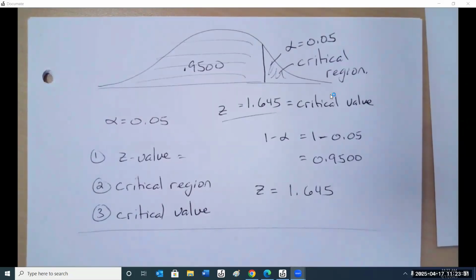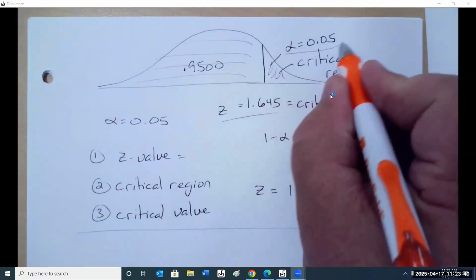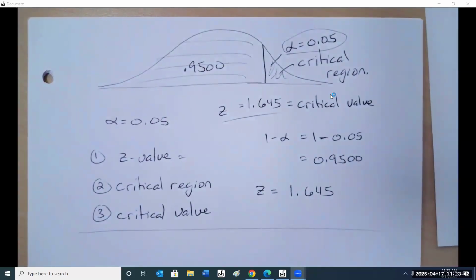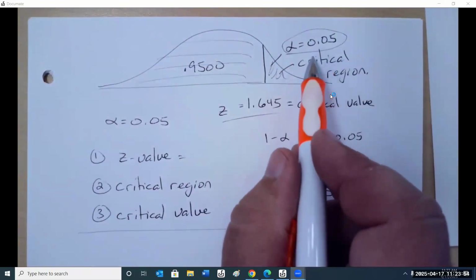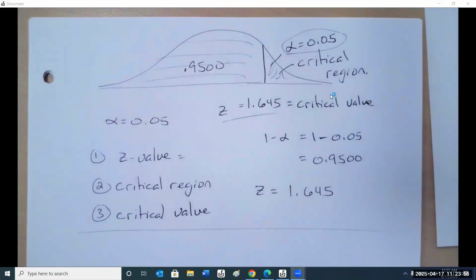Because you're going to see these terms a lot: critical value, critical region, confidence interval, confidence level. So also alpha determines your confidence level. How sure are you about your data? What we're saying is this, is we're sure that our data is going to be greater than 95% of the other data, or our final sample will be greater than that.